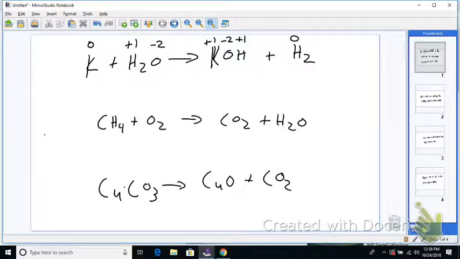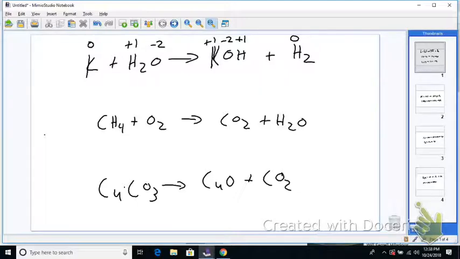Oxidation is when an atom will become a higher charge, a more positive charge. Okay? That's one way of looking at oxidation reduction. The actual terms associated with reduction: reduction is gaining electrons, and oxidation is losing electrons.